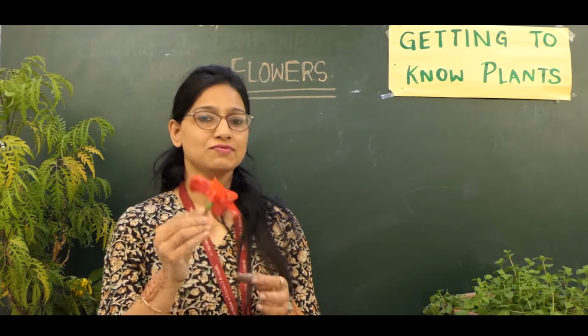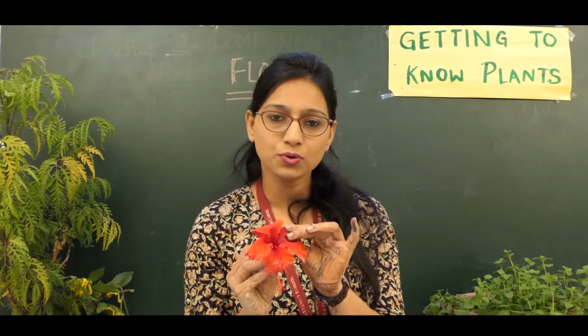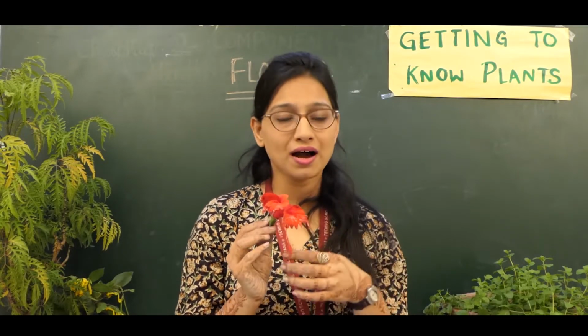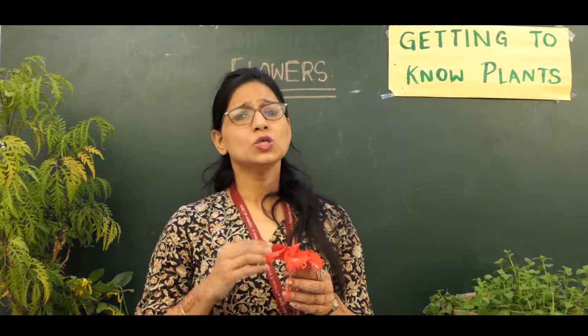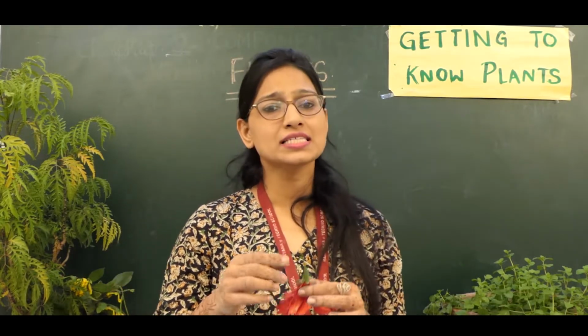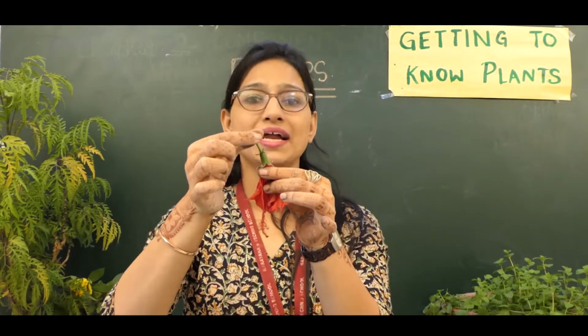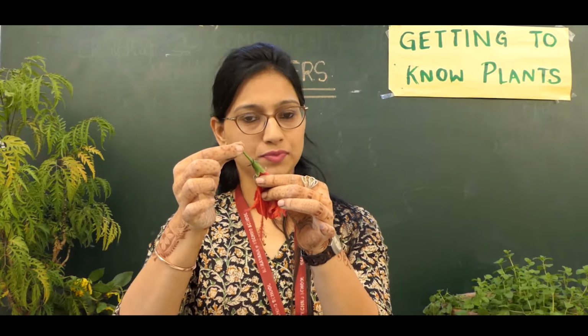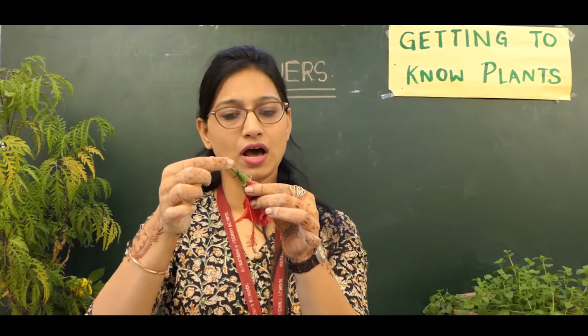Now I have this flower which is called hibiscus. Hibiscus is a very good flower to study the different parts because all the different parts are very clearly visible in this plant. Okay, so let me explain to you practically and then I will also draw the diagram and explain to you. So let's start from where the flower has started. This is the pedicel of the flower. Okay, the stalk is the pedicel of the flower.